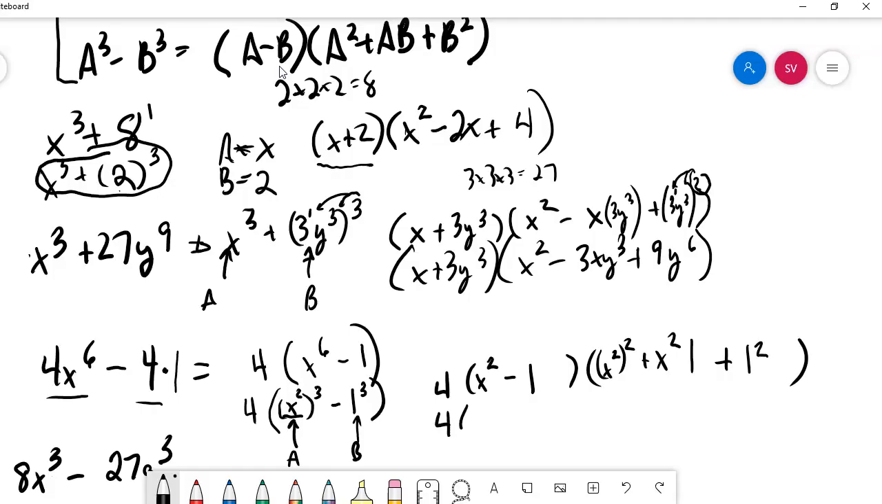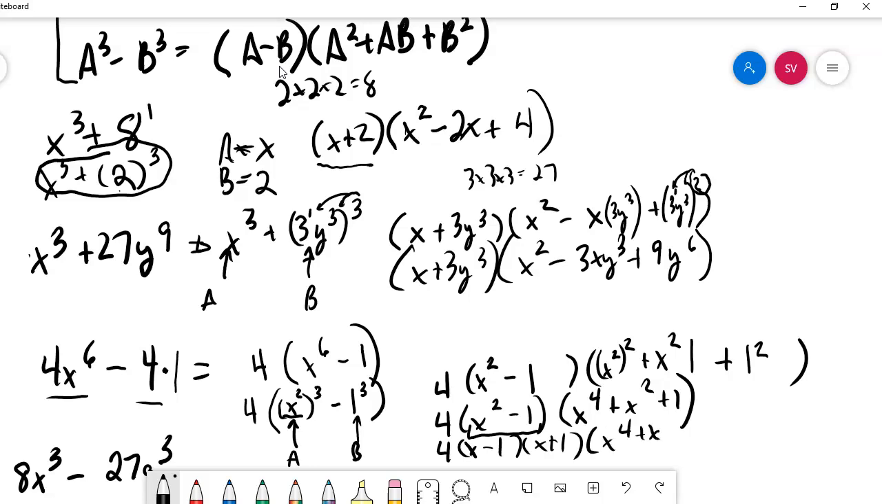So now let's clean this up a little bit. I have 4 times the quantity x squared minus 1. X to the second raised to the second power is x to the fourth plus x squared plus 1. We're not exactly done because this x squared minus 1 is a difference of 2 squares. I have 2 terms with a minus sign in between them, an even exponent, and I could take the square root of the 1 evenly. So now I could break the x squared minus 1 into x minus 1, x plus 1. And then that's multiplied by x to the fourth plus x squared plus 1.